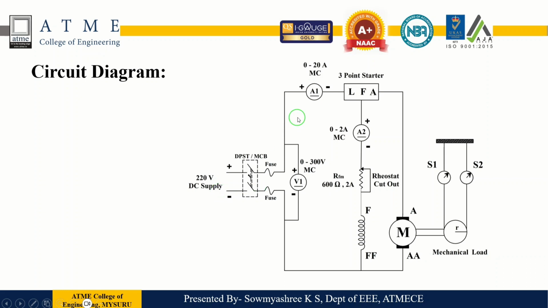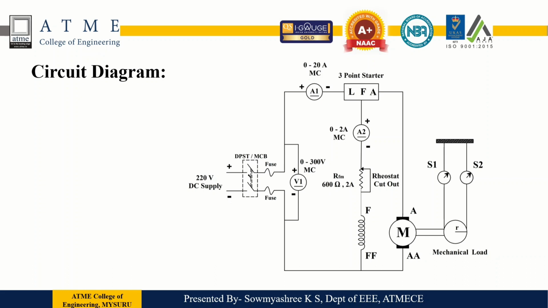As you observe here, ammeter A1 is connected to the positive supply of the DC. That is, it is going to measure the total incoming current, and the negative of the ammeter is connected to the line of the 3-point starter, and F, that is the field of the 3-point starter, is connected to the ammeter A2. Through this, the negative terminal of the ammeter is connected to a rheostat. Remember, the field rheostat should be placed in the cut out position.